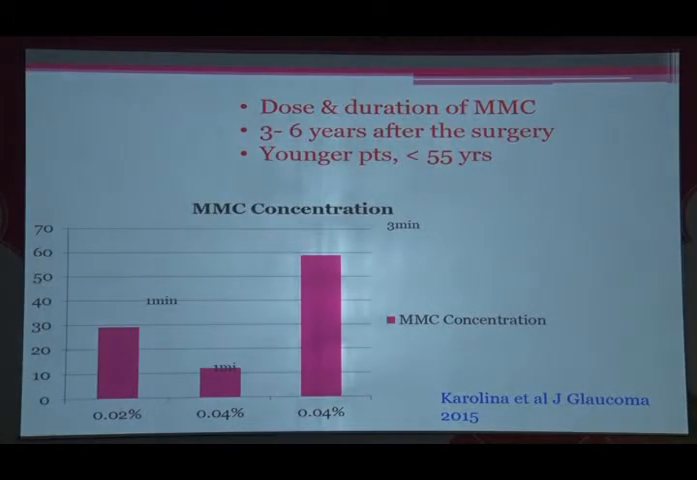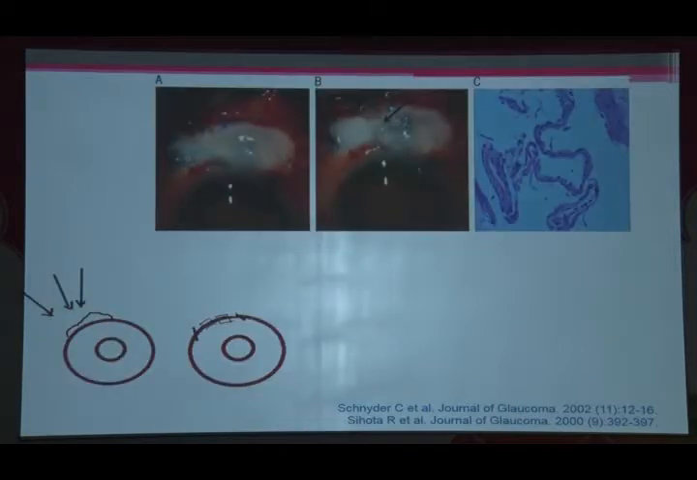What we did find was that the dose and duration of application of mitomycin resulted more often in blebs that look like that, generally 3 to 6 years after surgery, more often in younger patients, and I'm happy to see younger was less than 55 years.